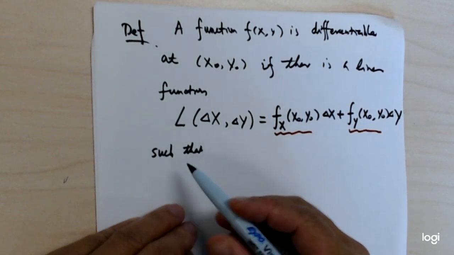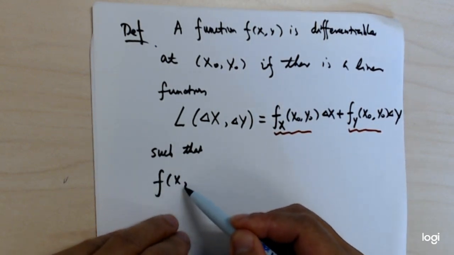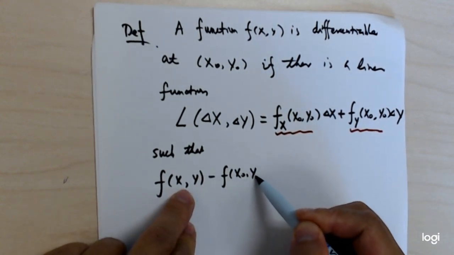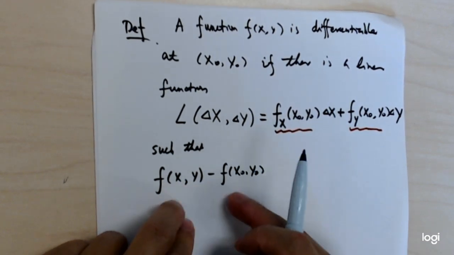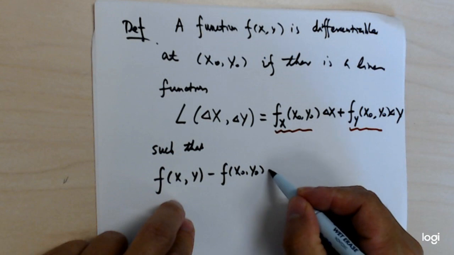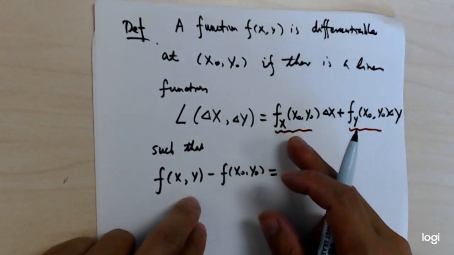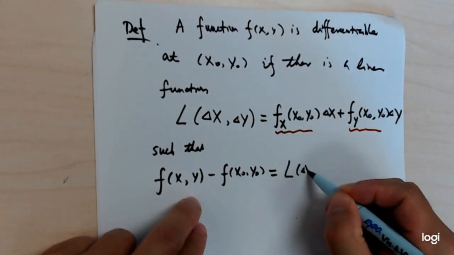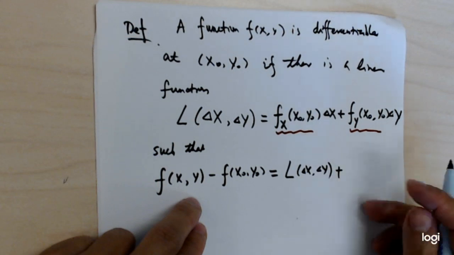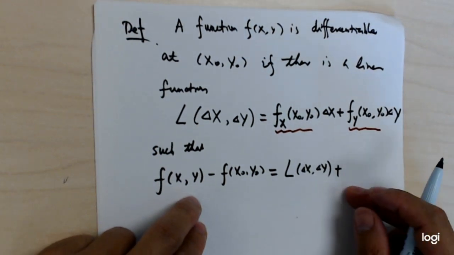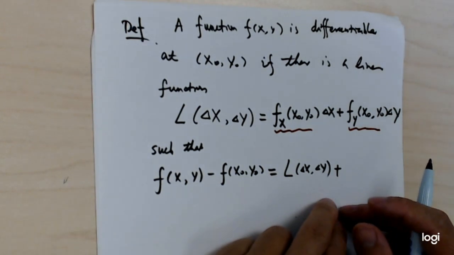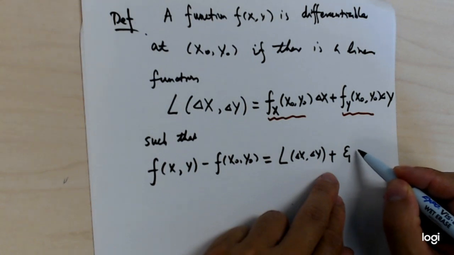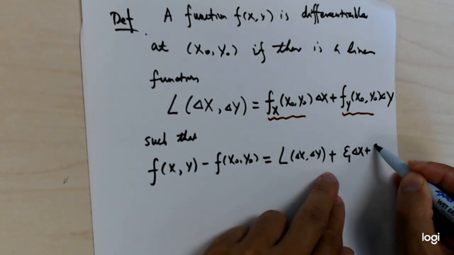Such that when you subtract f with the function's value at x naught, y naught, that's like the error part using the previous example. And this error can be approximated by this linear part. So I just use L of delta x, delta y, plus, well, some higher order terms. So what I'm going to do here is denote the higher order terms by epsilon 1 delta x plus epsilon 2 delta y.